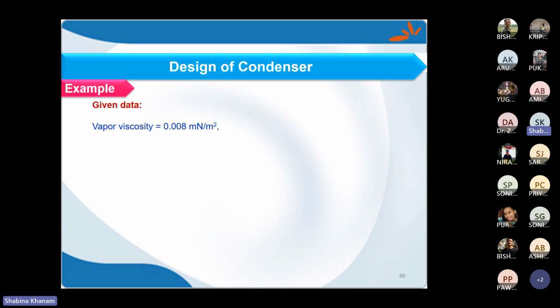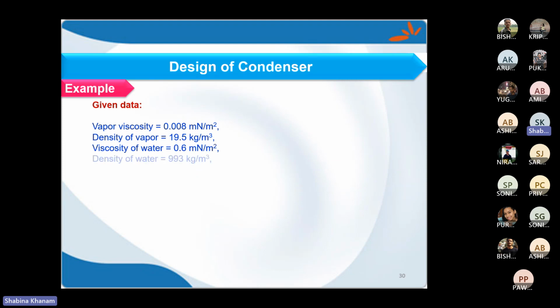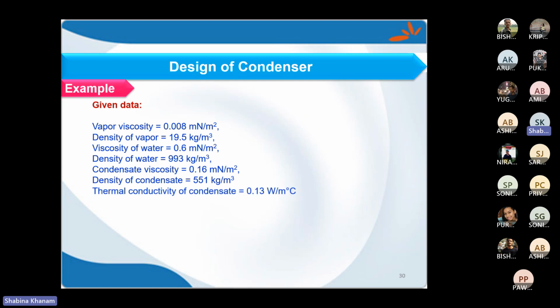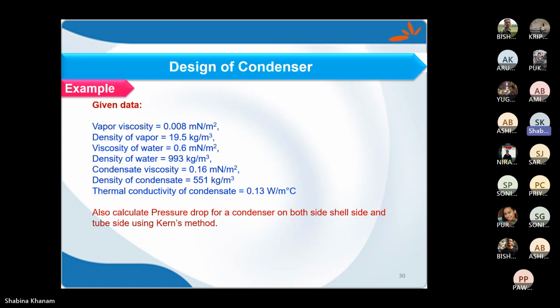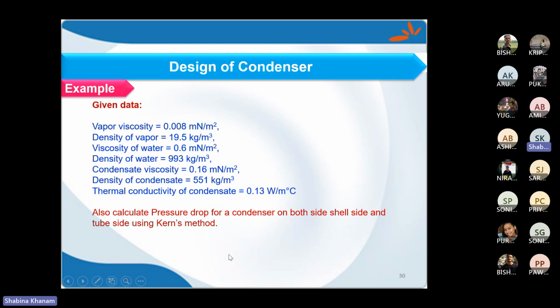Apart from this, we need some data also, like properties of vapor. So it is given density and viscosity of vapor like this. Viscosity of water you can consider like this. 0.6 density of water, and condensate viscosity 0.16. It is given, and density of condensate it is also given, and thermal conductivity of condensate it is given. We need to calculate pressure drop for both for a condenser on shell side as well as tube side using Kern's method.